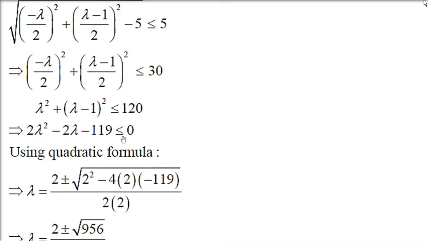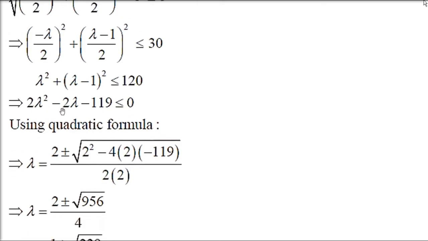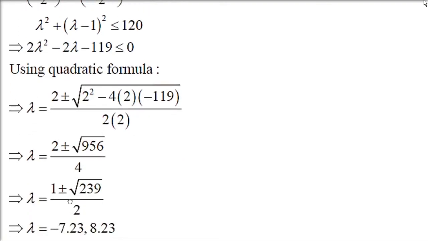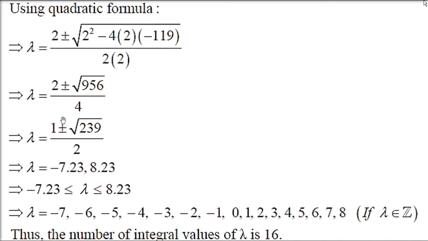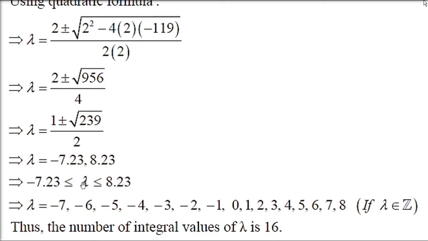Question number 6, VSAQ: lambda square minus 2 lambda minus 119. A is 1 here, B is minus 2, C is minus 119. Using minus B plus or minus under root B square minus 4AC, by 2A, the Sridharacharya formula, when you take plus, it will be 8.23. When you take negative, it will be minus 7.23. Now you see lambda is in between these two, minus 7.23 and 8.23.